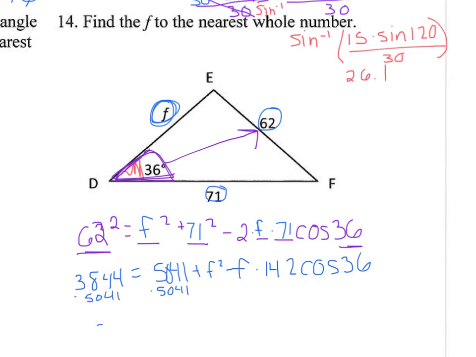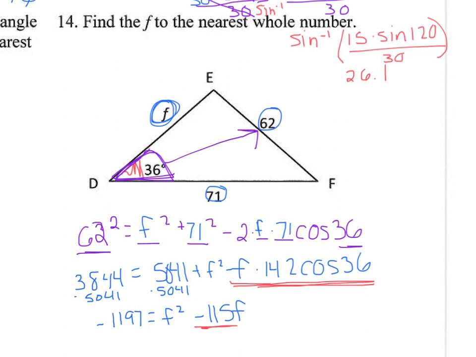On the left side, I get negative 1,197 is going to be equal to f squared minus 115f. And I got 115f just because I can put all of this in my calculator. You can put 142 times the cosine of 36, and that's going to give you negative 115. And then my f is just going to stay there.